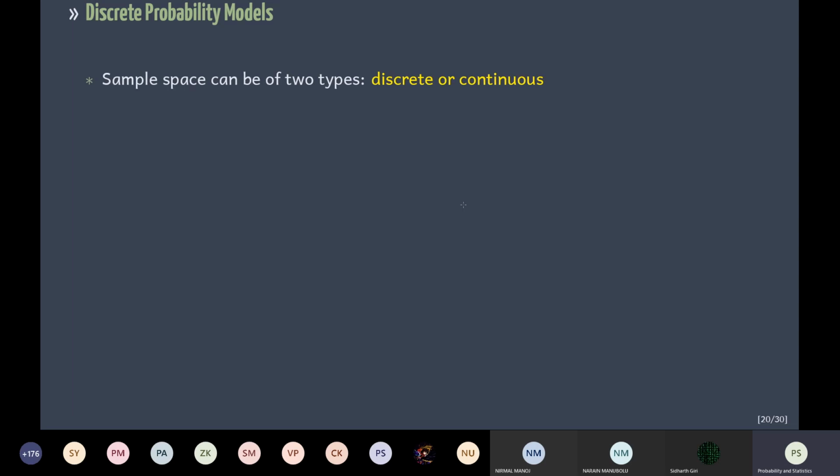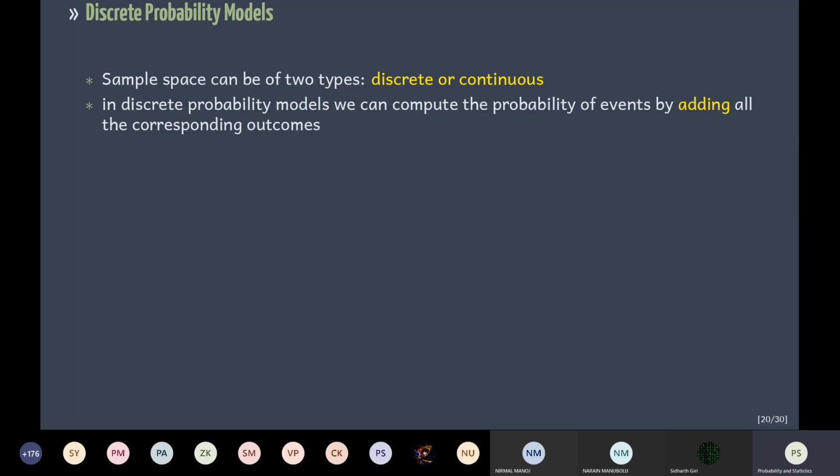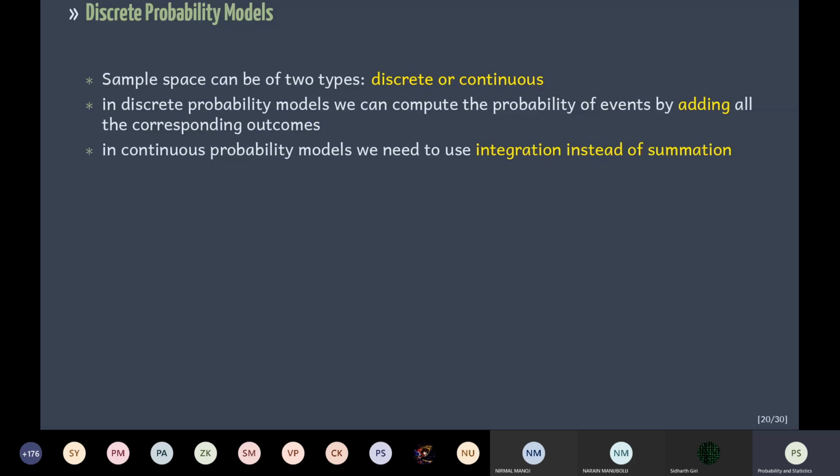Now, let us see what is the meaning of discrete probability. Sample space can be of 2 types. It could be either discrete or continuous. In discrete probability models, we compute the probability of events by adding all the probabilities in the corresponding outcomes. If they overlap, then we remove and so on. In continuous probability models, we will need to use integration instead of summation.